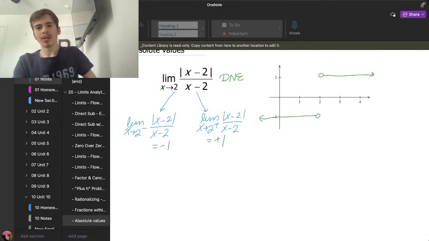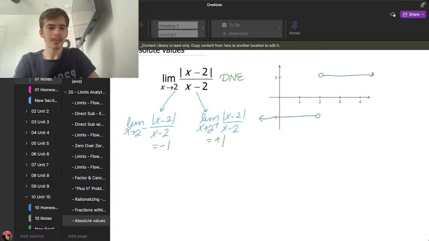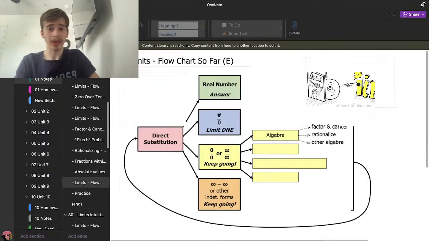Absolute values, the limit at an absolute value where it changes from negative to positive is most likely going to be does not exist because there's a big jump. So just keep that in mind. Absolute value could come up.